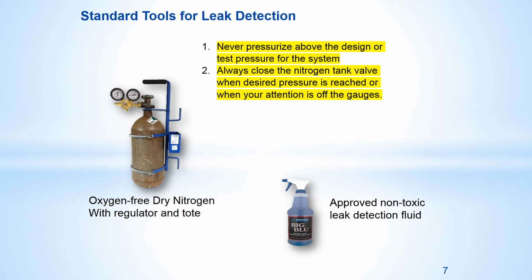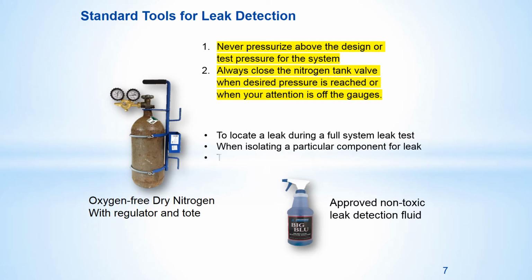There are several opportunities where nitrogen is used in seal system diagnosis and repair: to locate a leak during a full system leak test, when isolating a particular component for leak, and to clear a restriction.